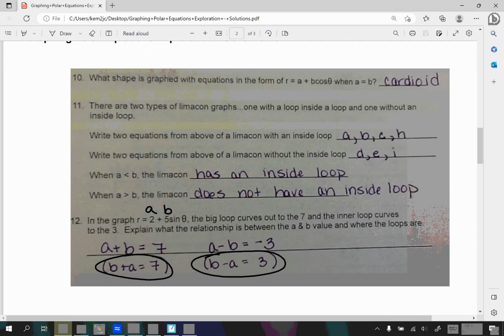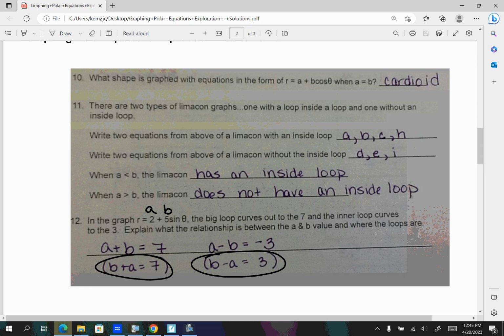these make up a set of what we call limacons, and a cardioid is an exact name for this. If you had like a heart shape or like a dimple graph, I mean, you can call this whatever you want. I did not expect that you knew it was called a cardioid. Okay. There are 2 types of limacon graphs. Ones that have an inside loop and ones that do not have an inside loop. So you should have just kind of matched those up.